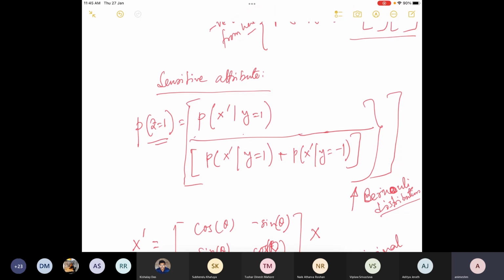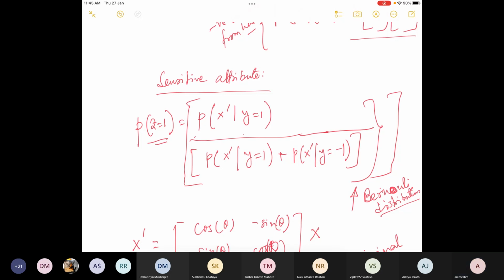Okay, fine. So now the first set of experiments that we are seeing here is where you have maximizing accuracy under fairness constraint. Okay, so maximizing accuracy under fairness constraint.